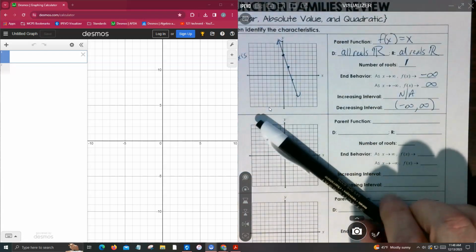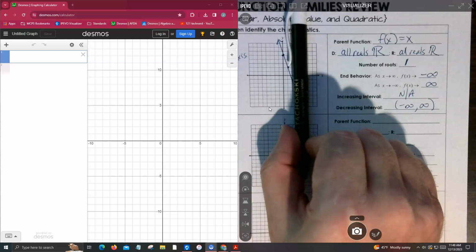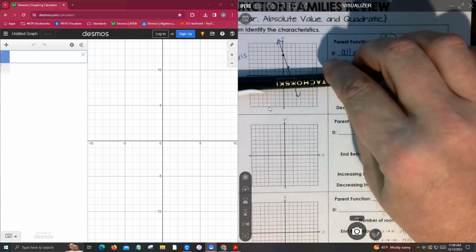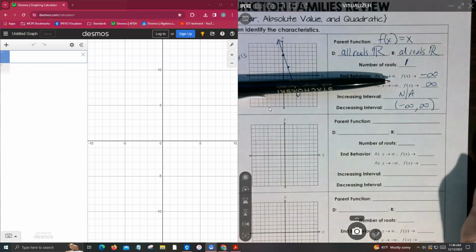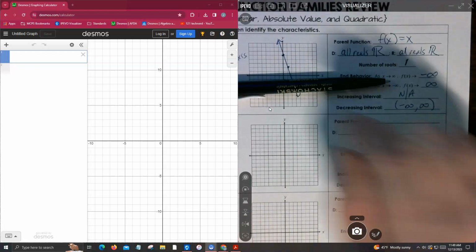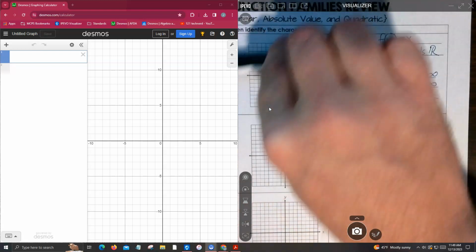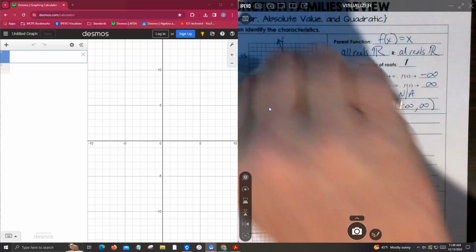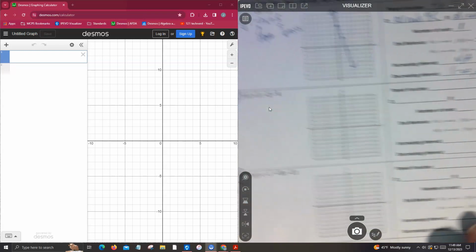Some other tricky ones would be if you had lines that look like that, which technically is not a function, so we wouldn't talk about it. And then with this one, you wouldn't be increasing at all, so both of them wouldn't apply. There would be no increasing because it's the same value no matter what x is. Okay. All right, so let's talk about the next parent function.